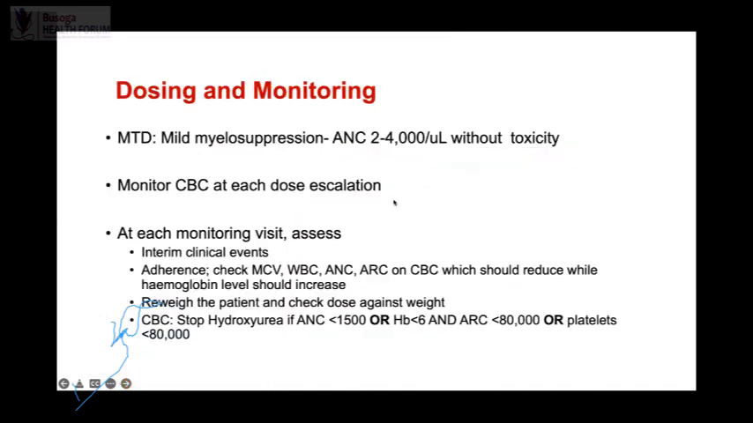Okay, so what is MTD? What is the maximum tolerated dose? It's a dose that gives you an absolute neutrophil count of 2 to 4,000 without any toxicity. So if you can maintain the neutrophil count between 2,000 and 4,000 at whatever dose it is, if it is 20, that's okay. If you can go up to 25 milligrams per kilo per day and the neutrophil count doesn't fall below that, you go up to a dose of about 30 to 35 milligrams per kilo per day. But every time you escalate that dose, please do a CBC to make sure that you're not going below, okay?